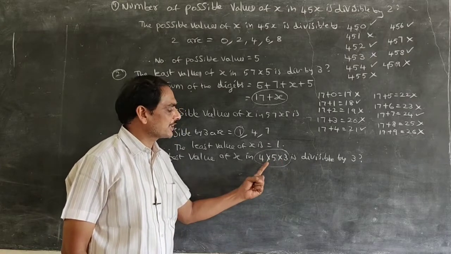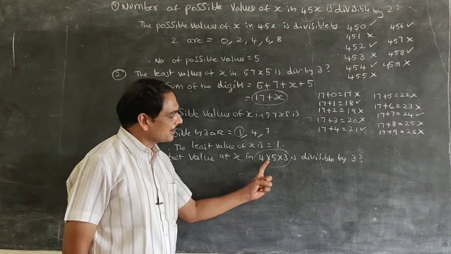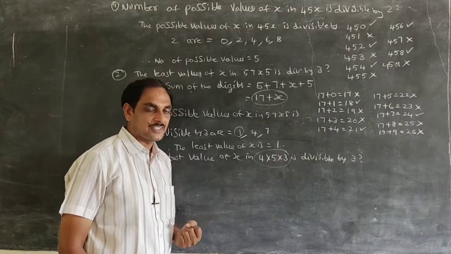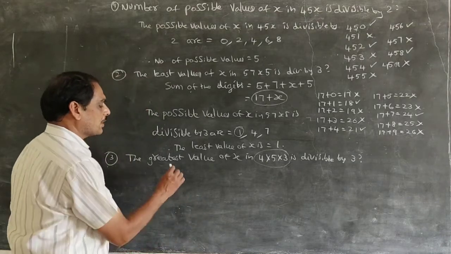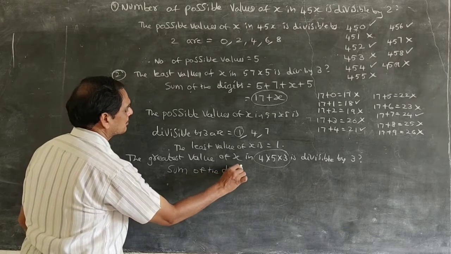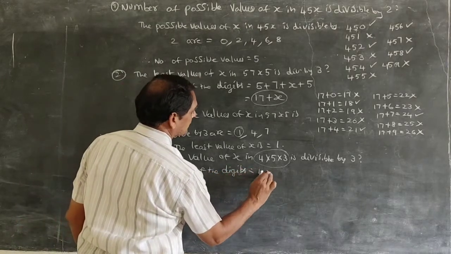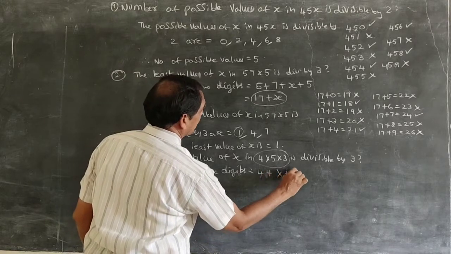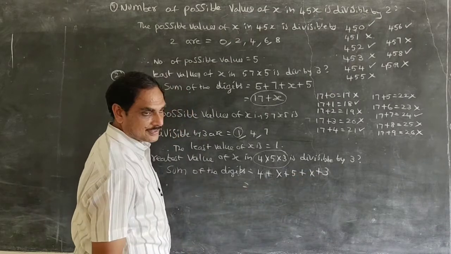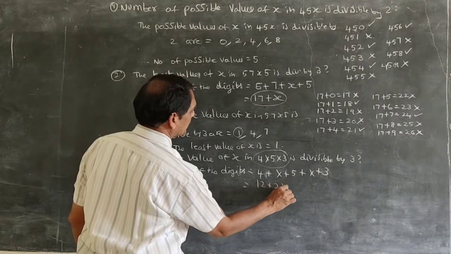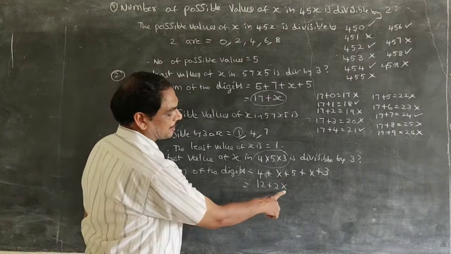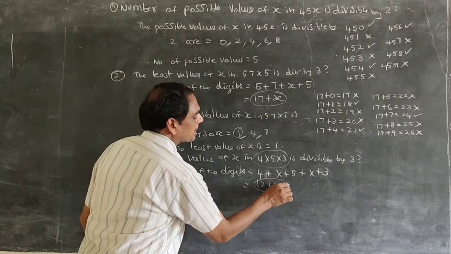So, if we substitute x equal to 0 in 2 places and the sum of the digits is divisible by 3, then we say that the number is divisible by 3. First we write the sum of the digits. Sum of the digits equals 4 plus x plus 5 plus x plus 3, that is equal to 4 plus 5 is 9, 12 plus 2x. Now we have to substitute the values of x from 0 to 9, for which 12 plus 2x is divisible by 3.